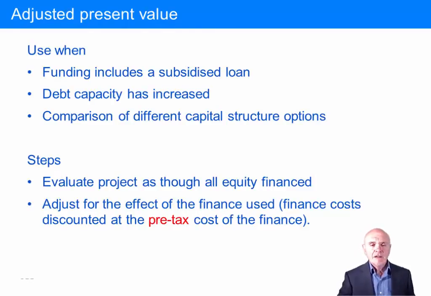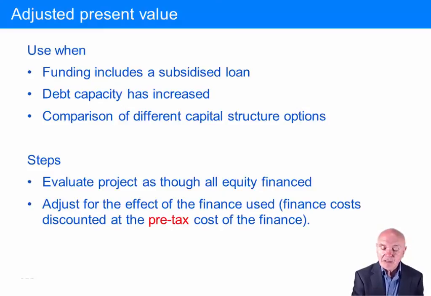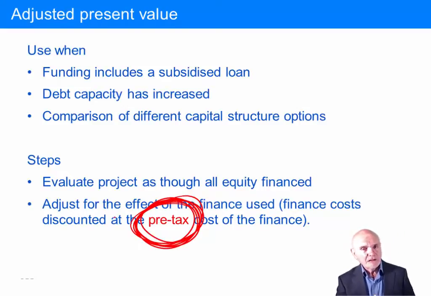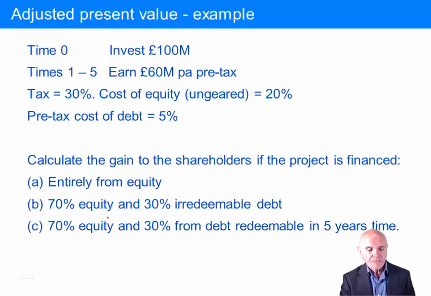And the steps are set out here. You have to, first of all, evaluate the project as though it's all equity finance, so there are no what are called finance side effects, and then you adjust for the effect of the finance used. And the key to all of this is that the finance costs are discounted at the pre-tax cost of finance. And I'll explain as we're going along why we need this adjustment here.